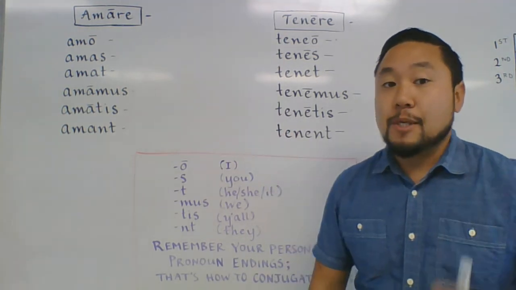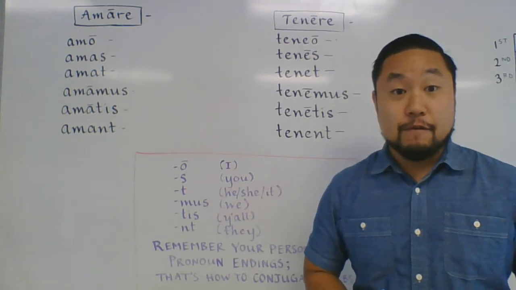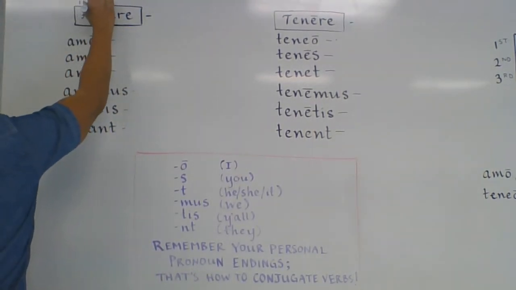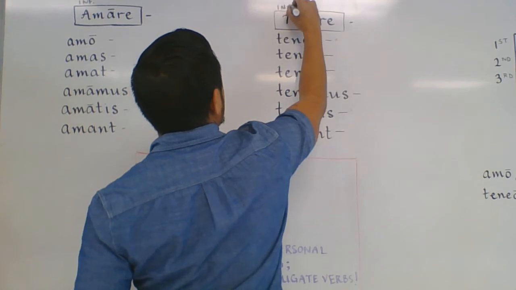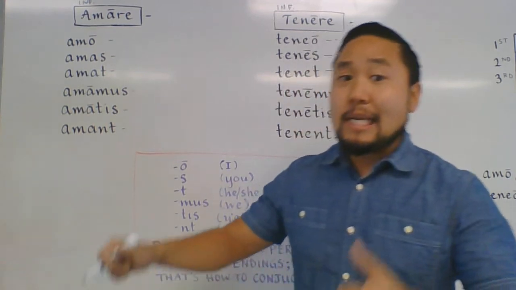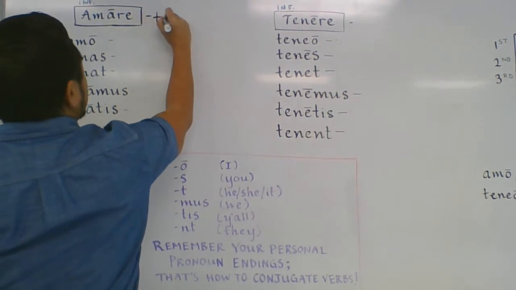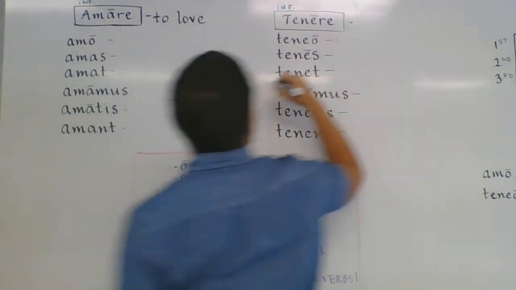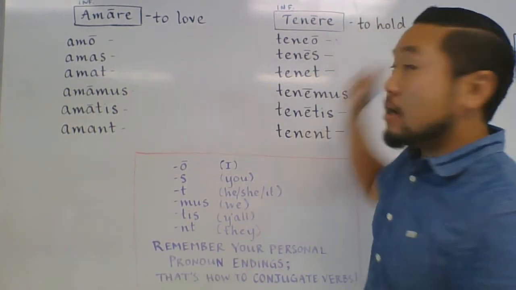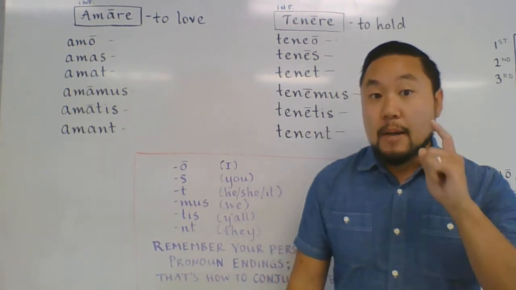I have those two forms in boxes because they are a special form called the infinitive form. So I'm going to write infinitive right above here. The infinitive form of any verb in Latin is going to be translated into English with the preposition to in front of it. So amare, that's to love. Tenere, that means to hold. Both of these verbs are found in the vocab section of your textbook, so please do make note of that.